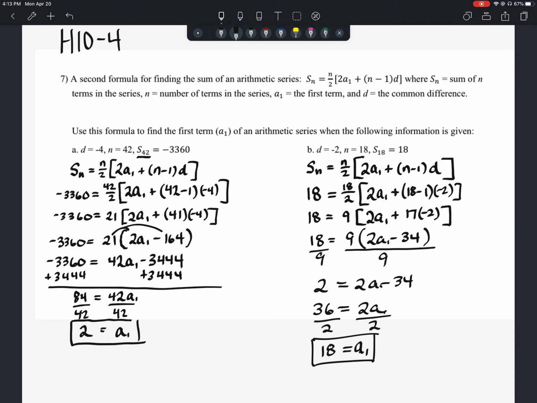All right, well, that is the end of H10-4 homework. Like I said, this is problem number 7. If you need additional practice, please make sure you look at the H10-5 extra practice worksheet when it is up and available on Schoology.